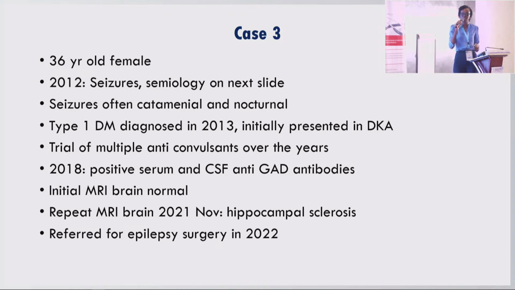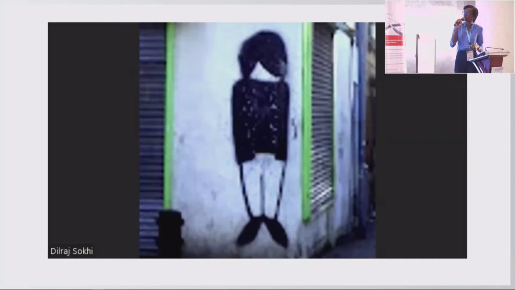In 2018, we tested for serum and CSF anti-GAD antibodies, which were positive, but at the time the clinical significance was unclear. Her initial MRI brain was actually normal, but in 2021 she developed new hippocampal sclerosis, and she was eventually referred for epilepsy surgery in 2022. So this is her giving a description of her seizures via a teleconsultation.